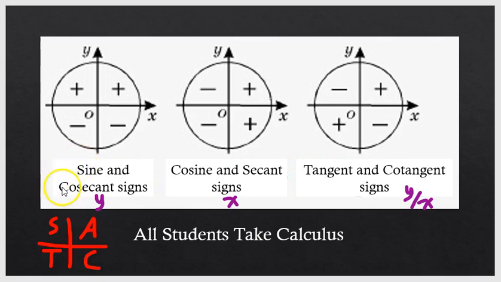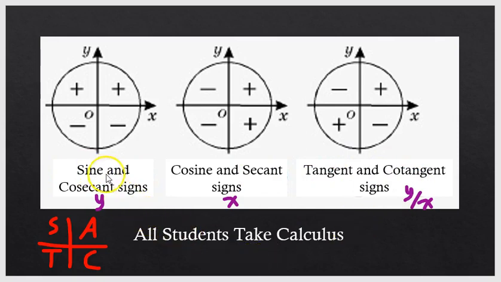Remember, these are reciprocals of each other, and flipping a number upside down, like 1/2, the reciprocal is 2. Taking the reciprocal of a number does not change whether it's positive or negative. So sine and cosecant will always have the same sign, cosine and secant will always have the same sign, and tangent and cotangent will always have the same sign.